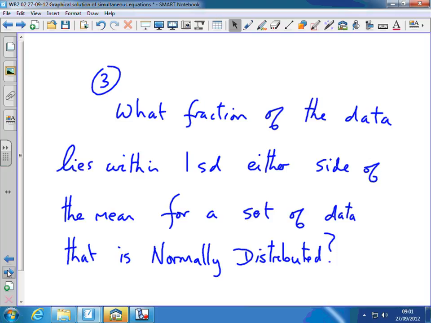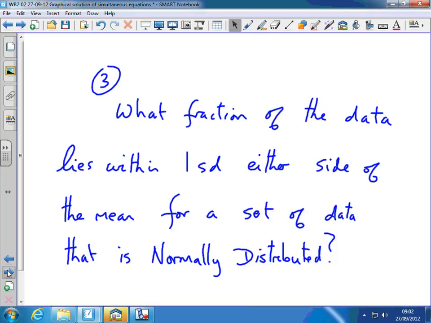Number 3, what fraction of the data lies within? Yeah, but one standard deviation either side. You remember we wrote down what fraction that was. Roughly 2/3 of the data lies within one standard deviation either side of the mean. So about 2/3 is the answer, or 67%.